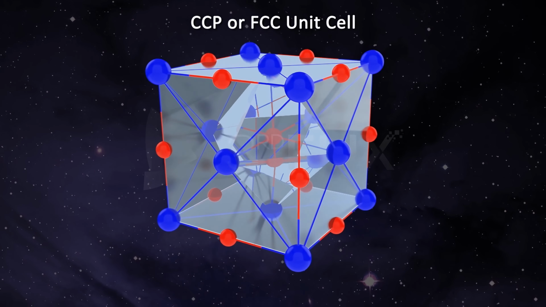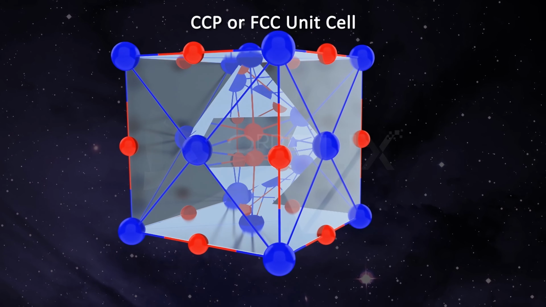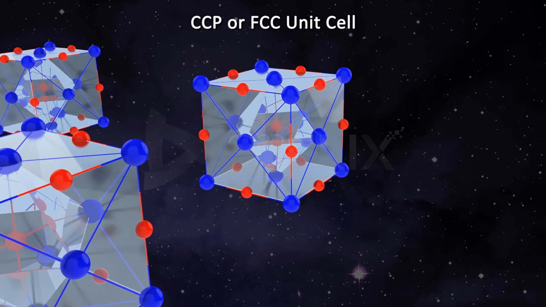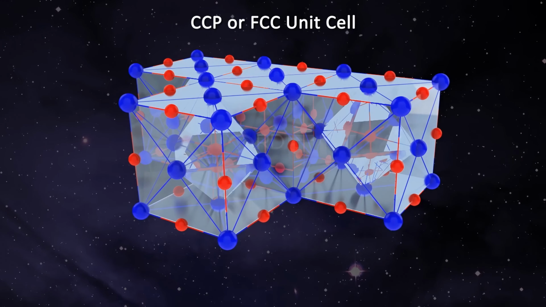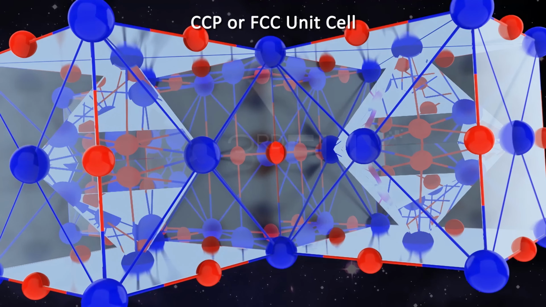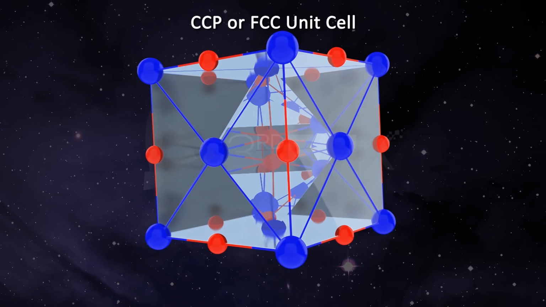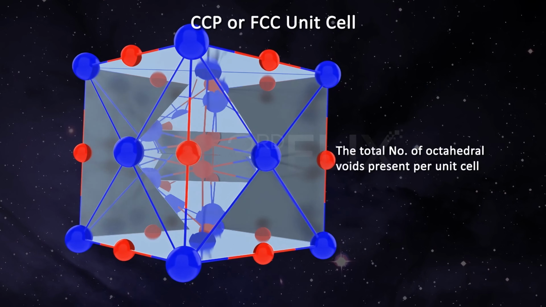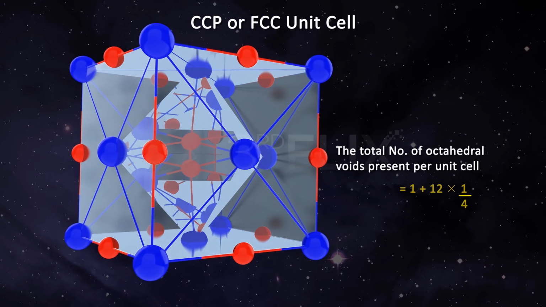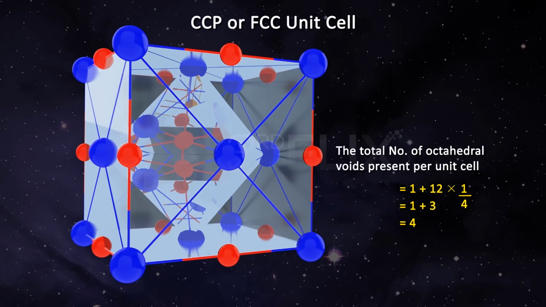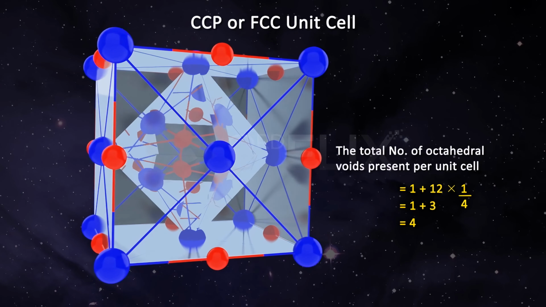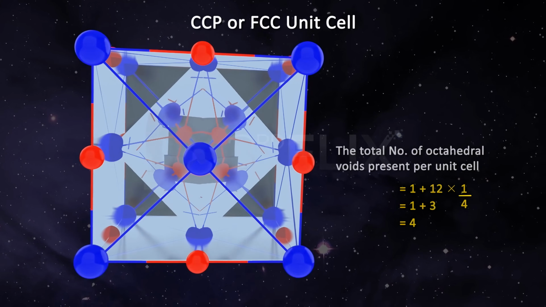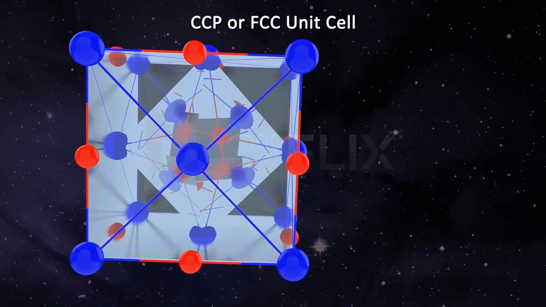Furthermore, octahedral voids are also present at the center of each edge. Each edge is shared by a total of 4 unit cells, therefore it contributes only 1/4 to each unit cell. So the total number of octahedral voids present per unit cell is 4. This is the same as the number of atoms or ions present in a CCP or FCC unit cell.